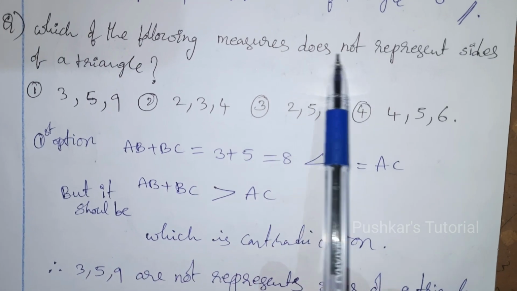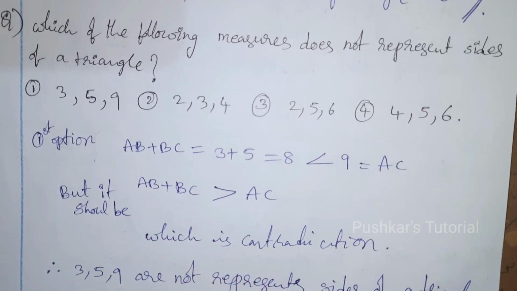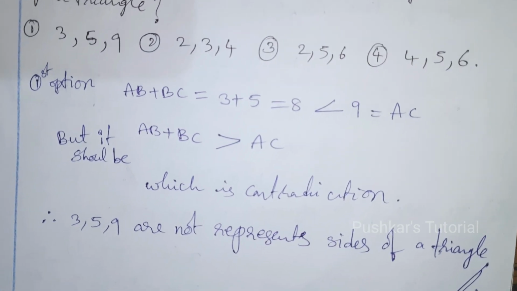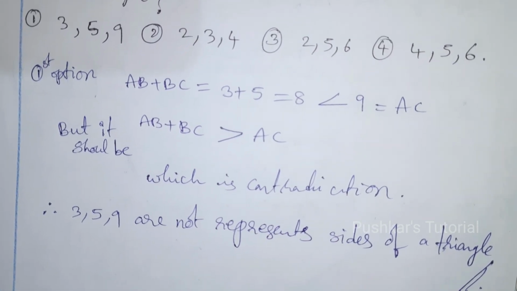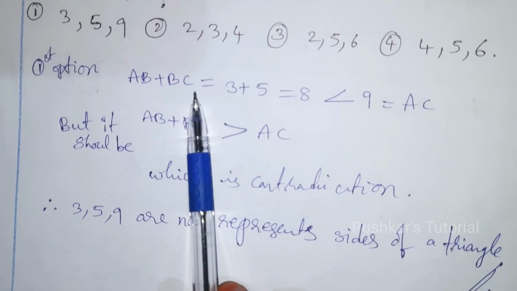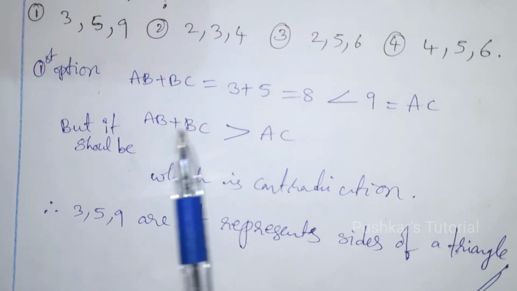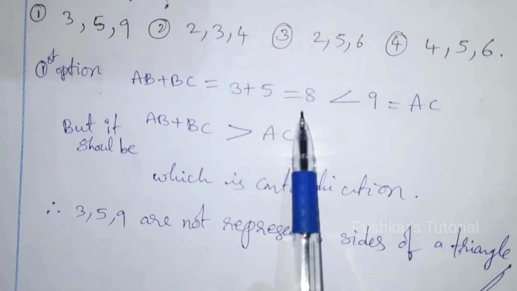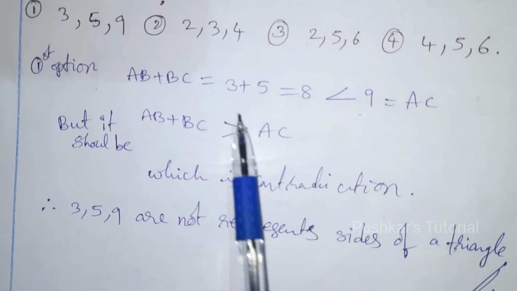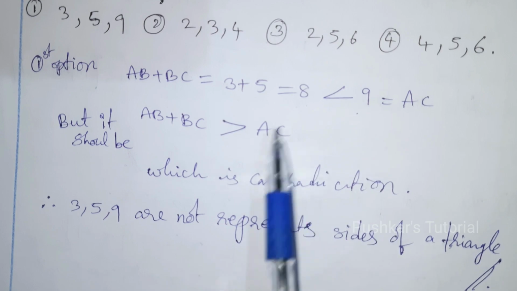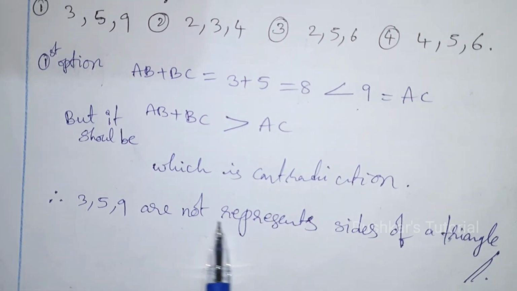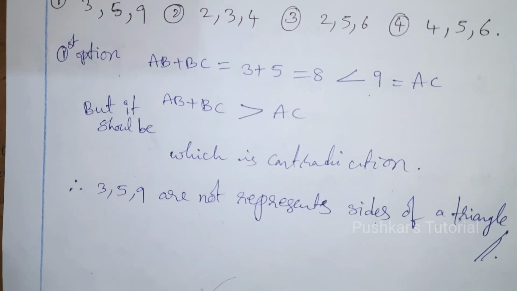Which of the following measures does not represent sides of the triangle? So options 1, 2, 3, 4. To represent a triangle, the sum of the two sides should be greater than the third side AC. So we'll check the sum of any two sides. First option is 3, 5, 9. So we'll add the smaller numbers. 3 plus 5 will give you 8. But 8 is not greater than 9. Na? So 8 is less than 9. But it should be greater than AC. Na? So which is a contradiction. Therefore 3, 5, 9 does not represent the sides of a triangle.